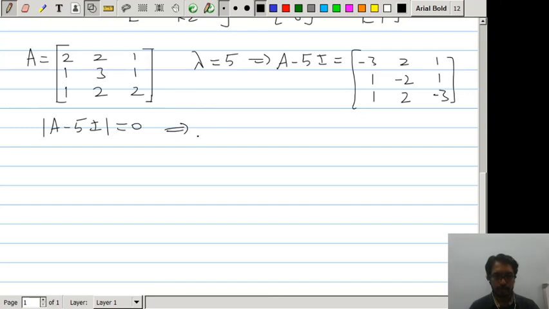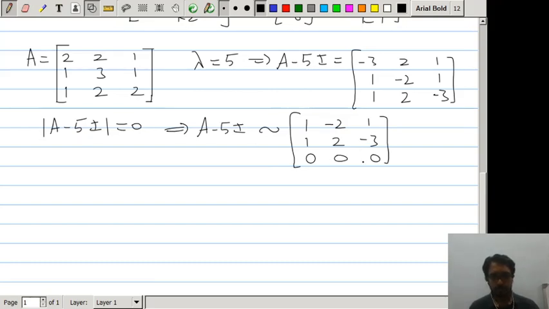This implies A minus 5I is similar to, say we take the last two rows. Now the third row has to be 0. It doesn't matter what the first two rows are, because the determinant of A minus 5I is 0, in the echelon form the last row will definitely reduce to 0. That simplifies the process of finding the echelon form for us. So [1, minus 2, 1; 0, 4, minus 4].